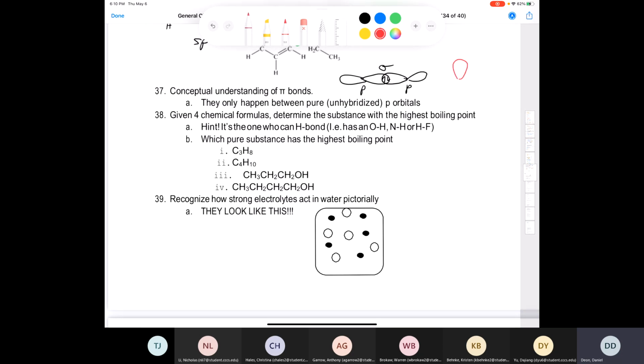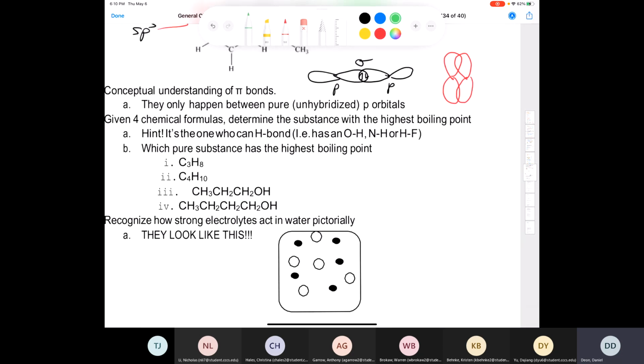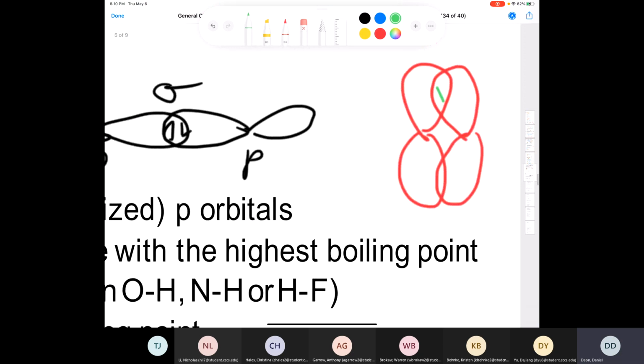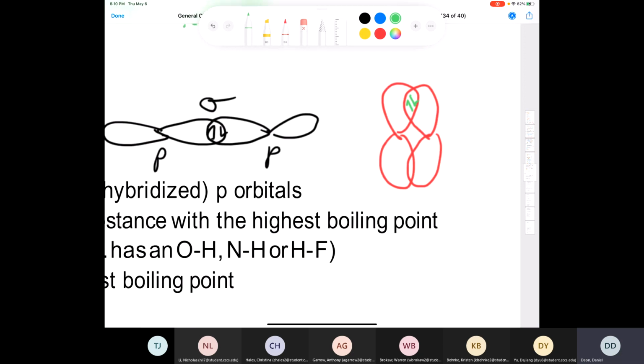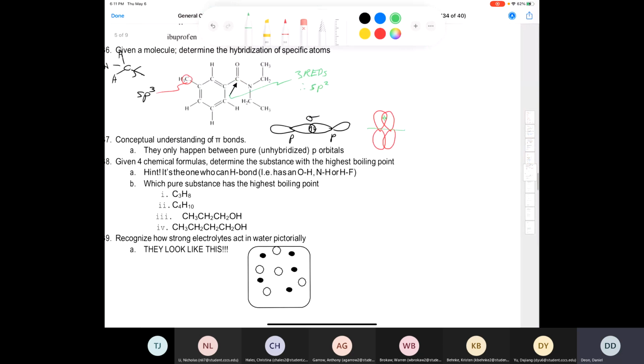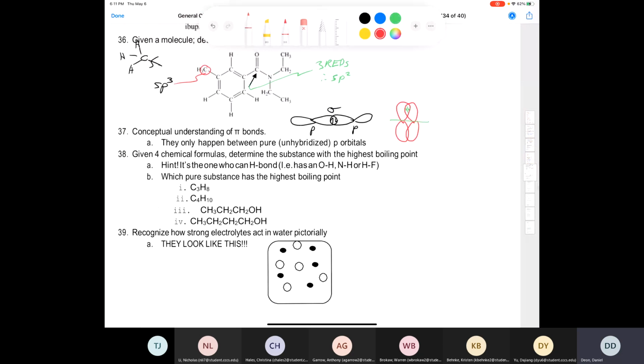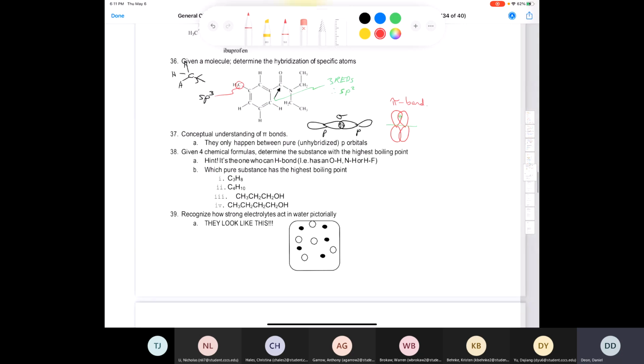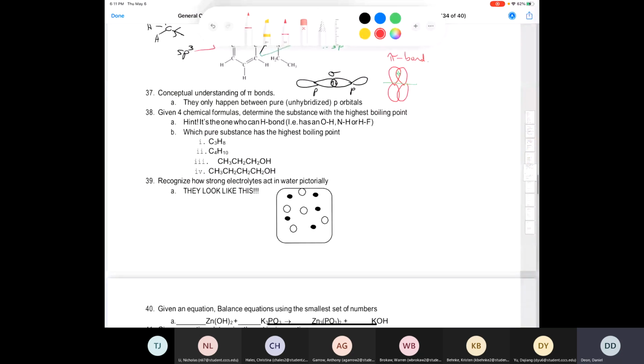However, when p orbitals overlap side to side, like this, and they share electrons, so you have an unpaired electron and an unpaired electron like that, that's a pi bond. Okay, the side to side overlap results in a pi bond. So you need to know the difference between a pi bond and a sigma bond.